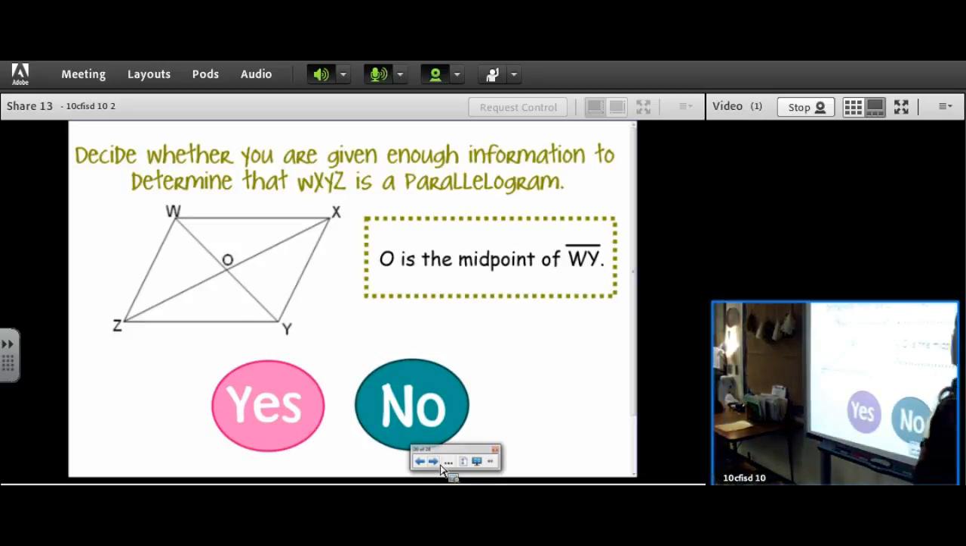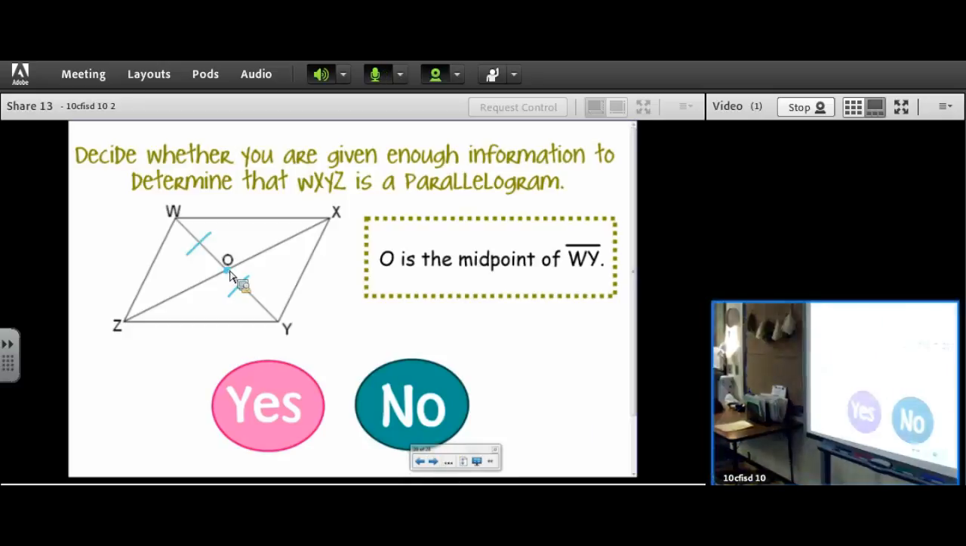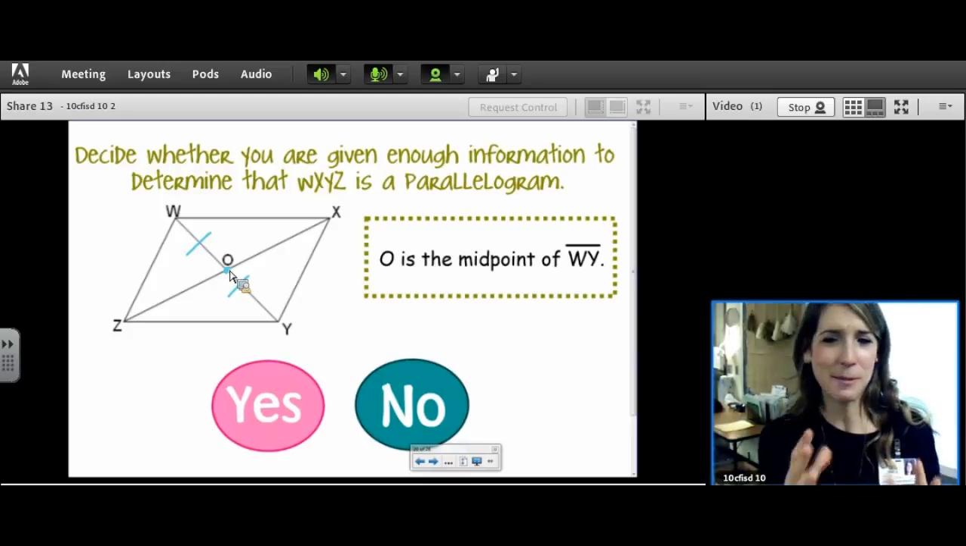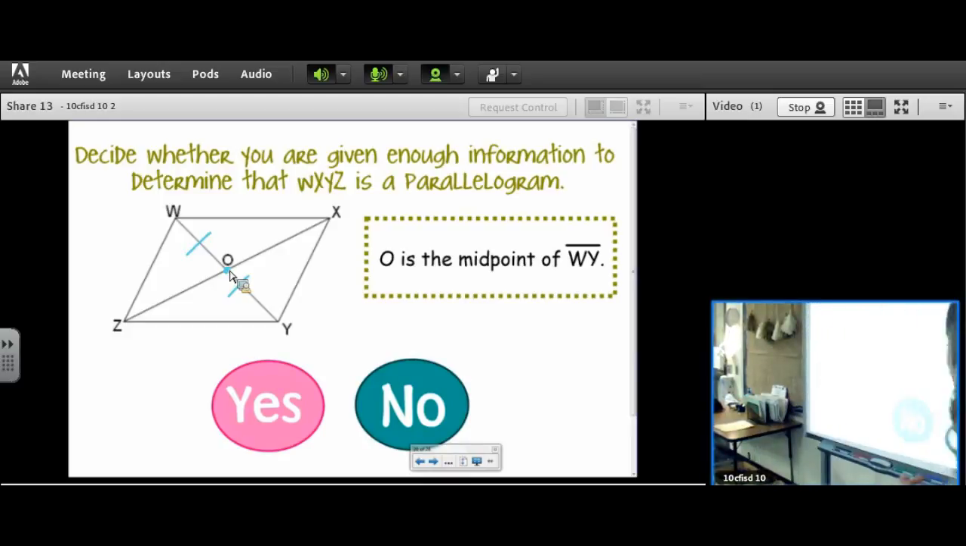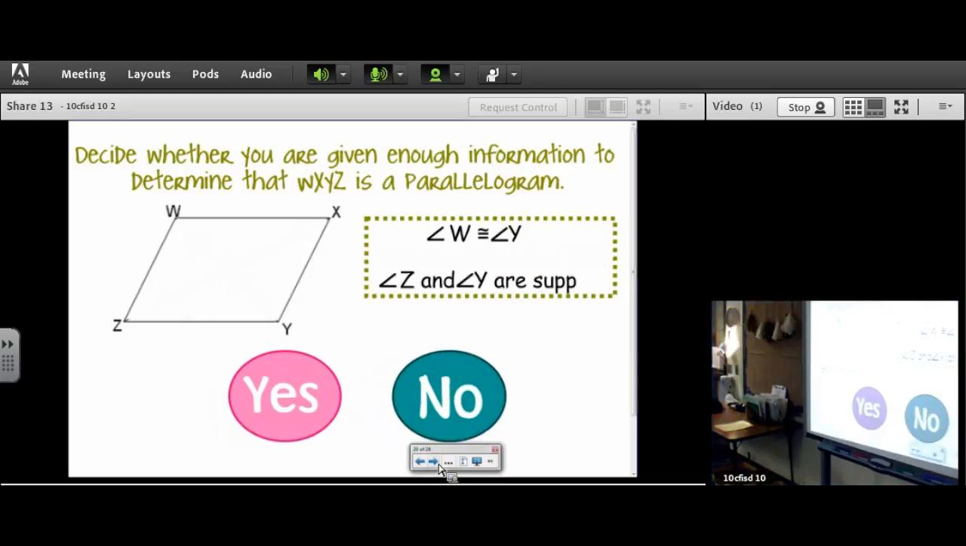O is the midpoint of WY. Okay, we're feeling really good about this one. That's a hard no, right? No. Not enough information. One diagonal can't just bisect the other.